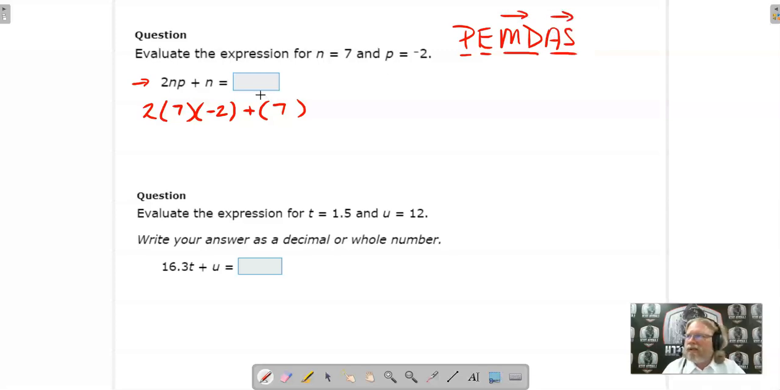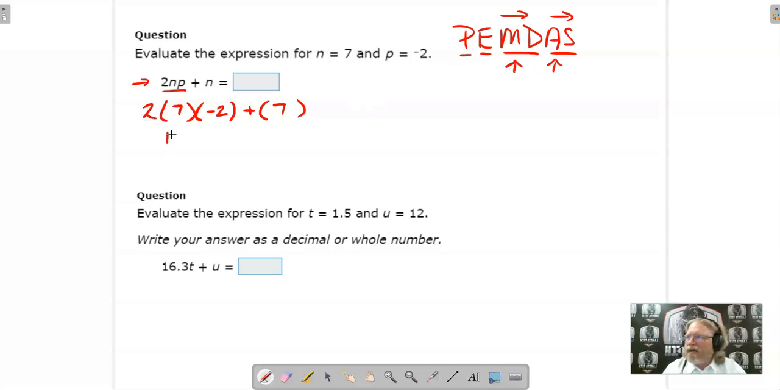So that's the order. So we have no parentheses except for the ones that I'm using to hold the numbers, but that's something totally different. And I have no exponents in there, but I do have some multiplication and division. So that's all this right here is multiplication. So notice I have to take care of the multiplication first before I can address this addition that's here.